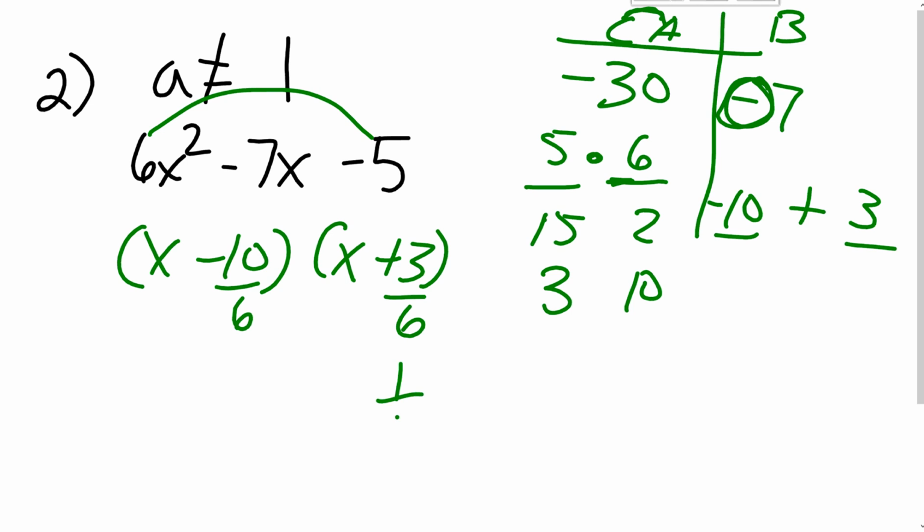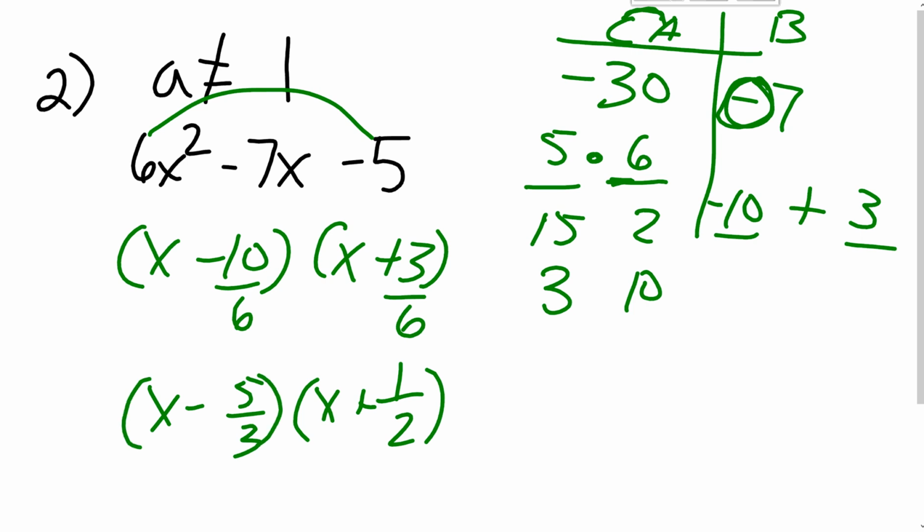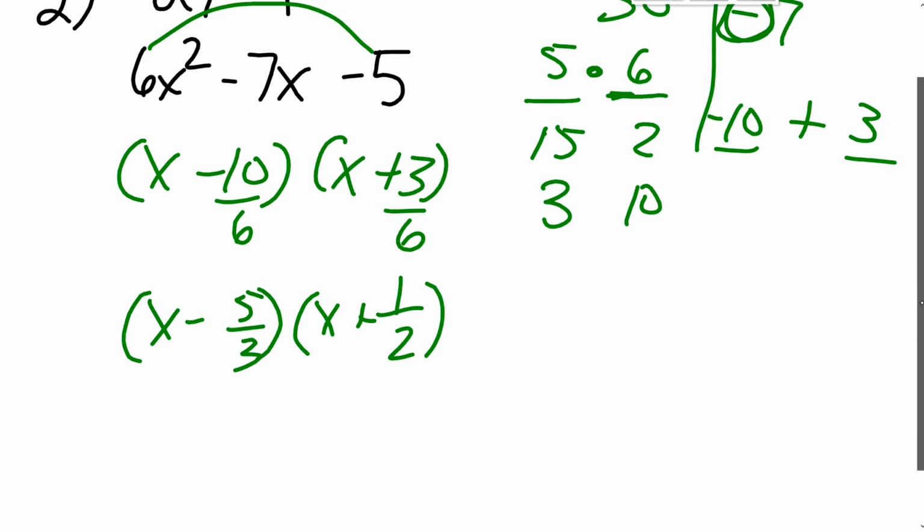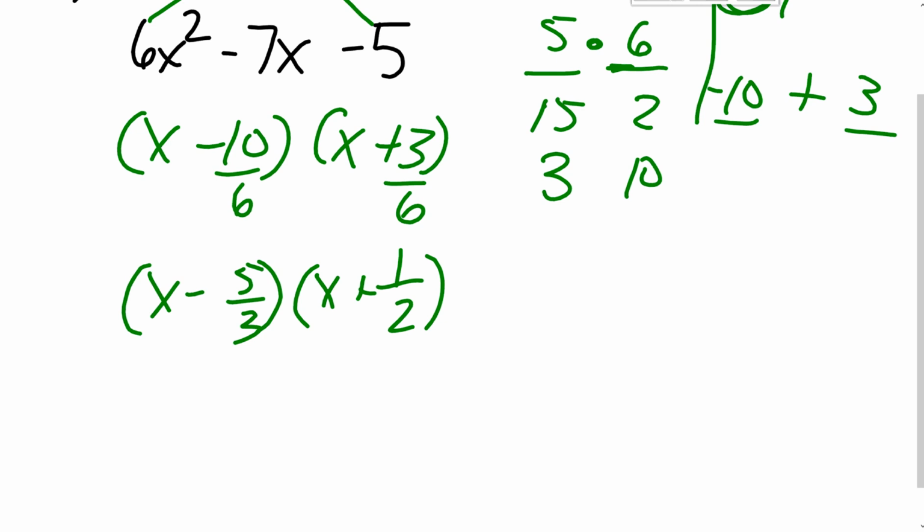So then I just reduce these fractions. 1/2, so x plus 1/2. And when you're setting equal to 0, you can leave it as 1/2. Reduce this fraction to 5/3. But because this is not set equal to 0, I'm going to take this denominator and move it in front of the x. Take this denominator and move it in front of the x.